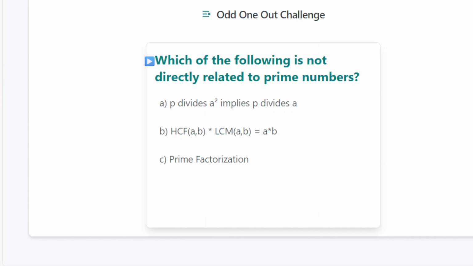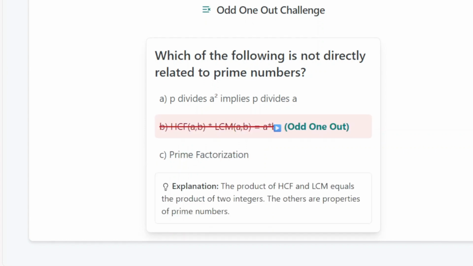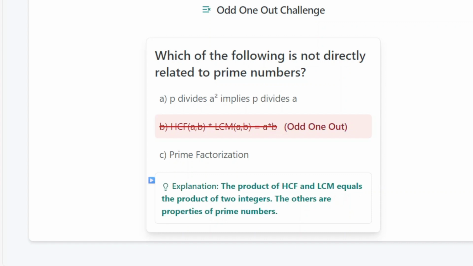Which of the following is not directly related to prime numbers? P divides A squared implies P divides A. HCF(A, B) times LCM(A, B) equals AB. Prime factorization. The odd one out is HCF(A, B) times LCM(A, B) equals AB. Because the product of HCF and LCM equals the product of two integers. The others are properties of prime numbers.